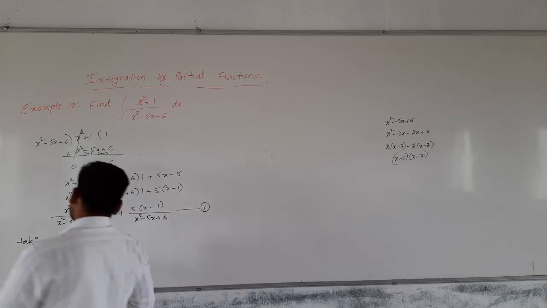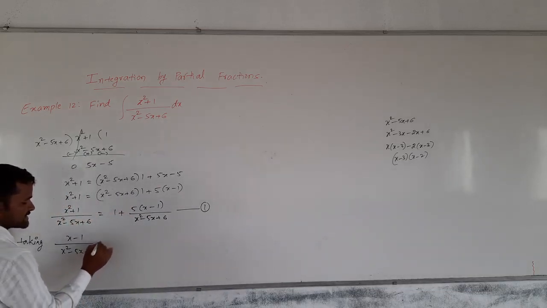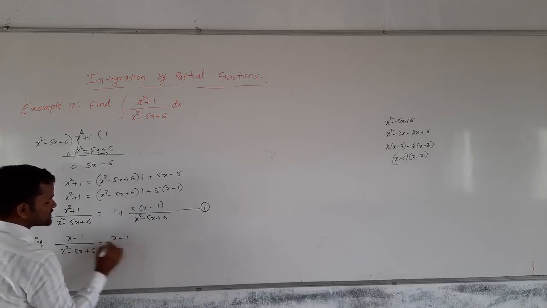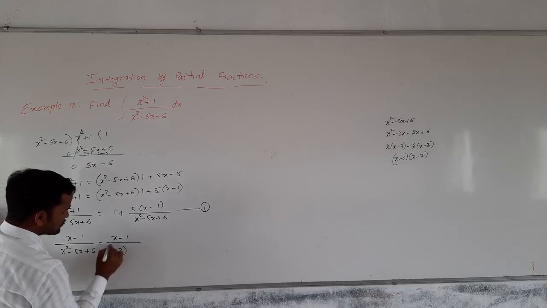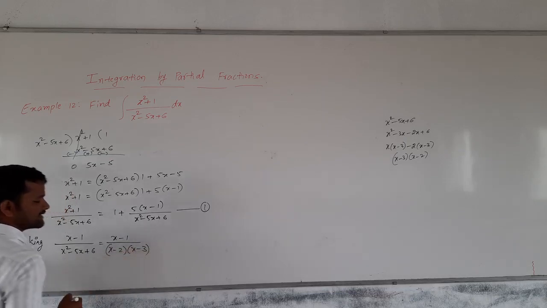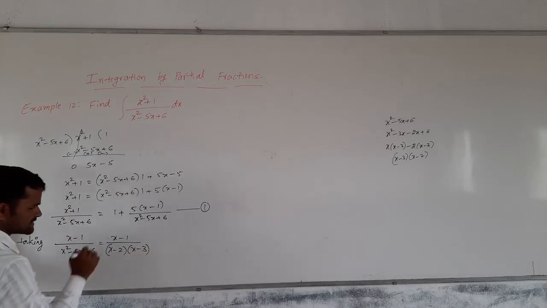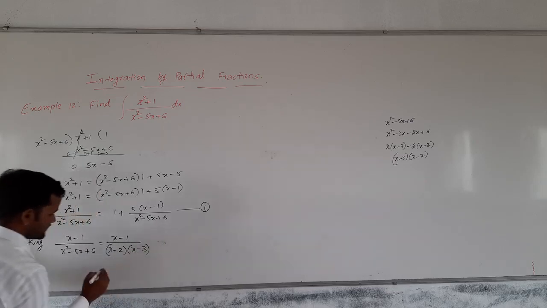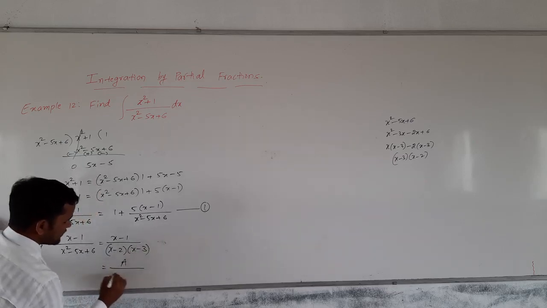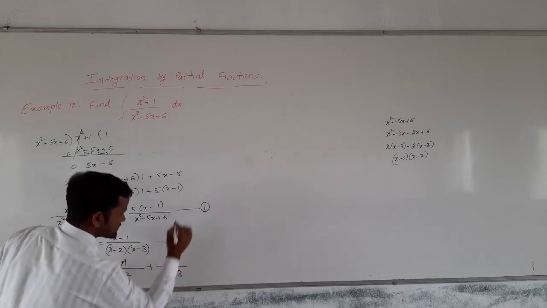Okay, this x minus 1 by x square minus 5x plus 6 is equal to x minus 1 by x minus 2 into x minus 3. Now we can go with the partial fraction technique here. This is equal to a by x minus 2 plus b by x minus 3.